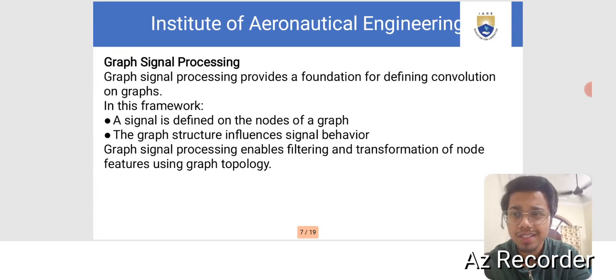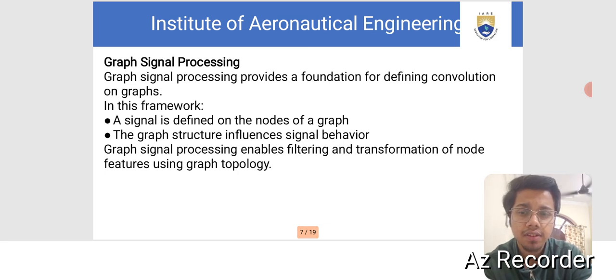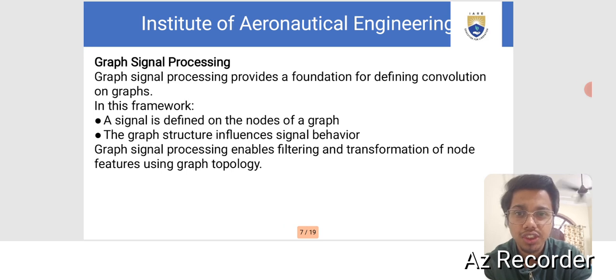Graph signal processing. Graph signal processing provides a foundation for defining convolution on graphs. In this framework, a signal is defined on the nodes of a graph. The graph structure influences signal behavior. Graph signal processing enables filtering and transformation of node features using graph topology.